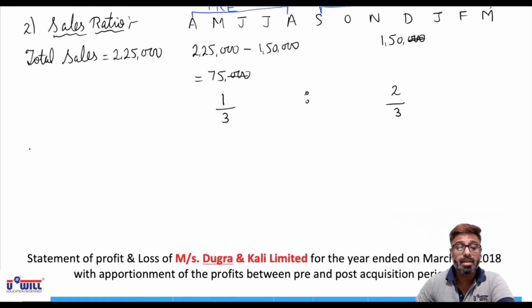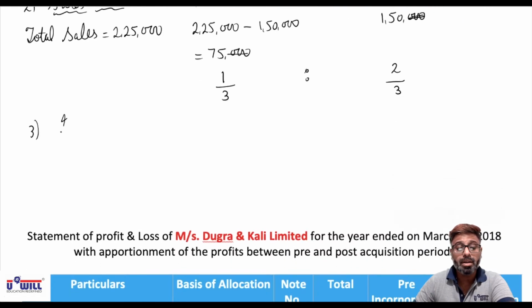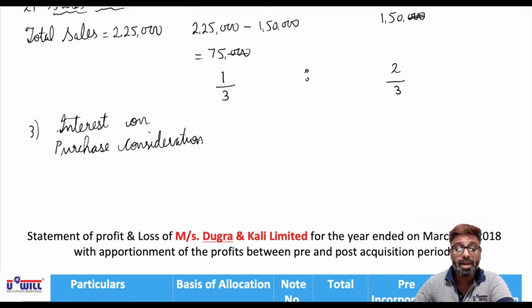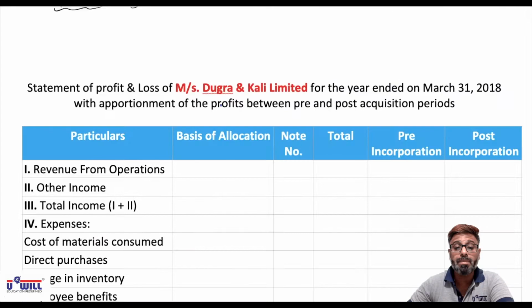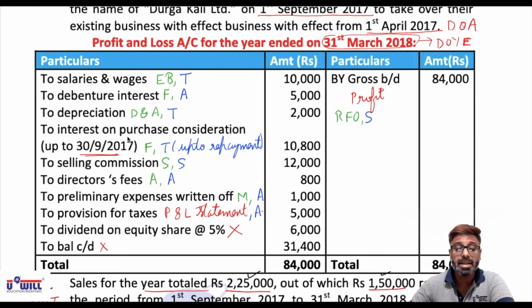And third, we will make the working for the time ratio of interest on purchase consideration payable to the vendors. So interest on purchase consideration time ratio. Now here we have to write till the date of repayment only. What is the date of repayment given in the question? 30th September.